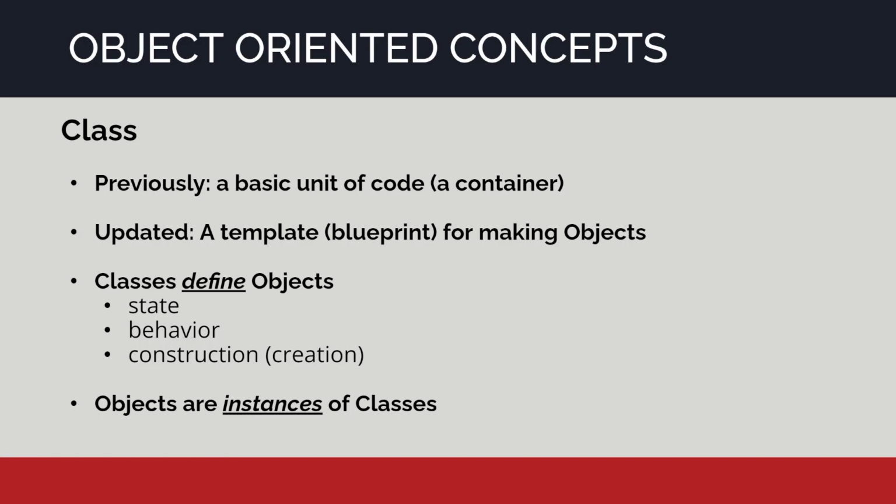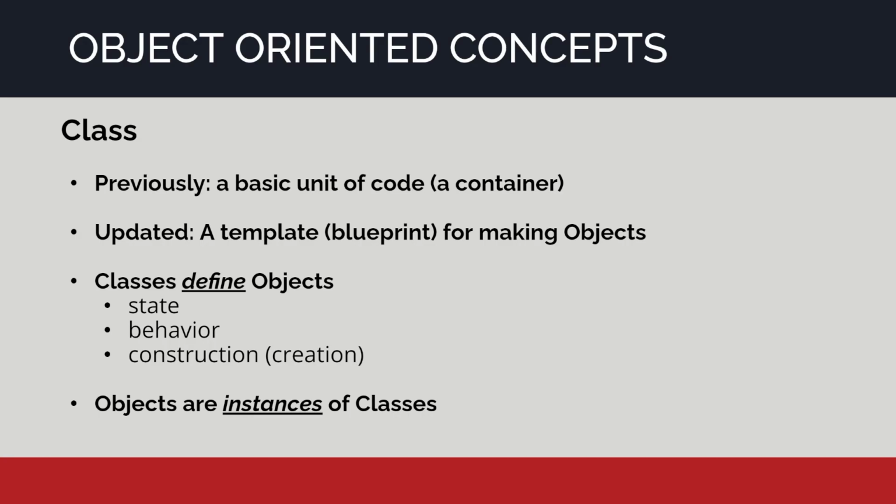So there's this relationship between classes and objects, and it's really important to keep this distinct because they're not the same thing, and it's easy to confuse yourself if you don't really clarify your thinking on this. The relationship between them is that classes define objects. They define the different things that go in the objects. In the classes you're going to define what sort of state, behavior, and constructors your objects have.